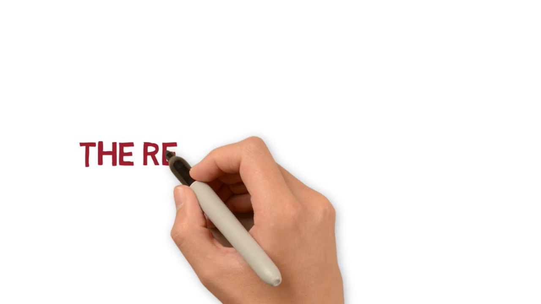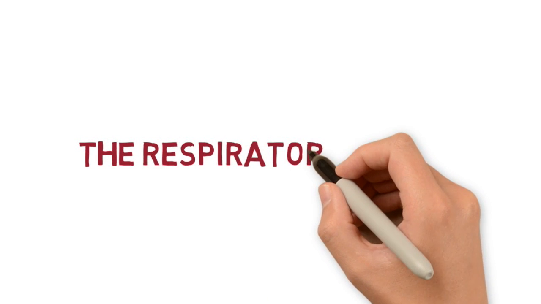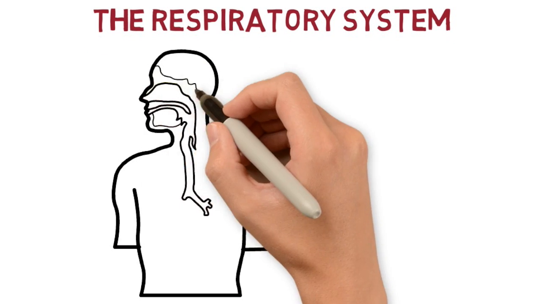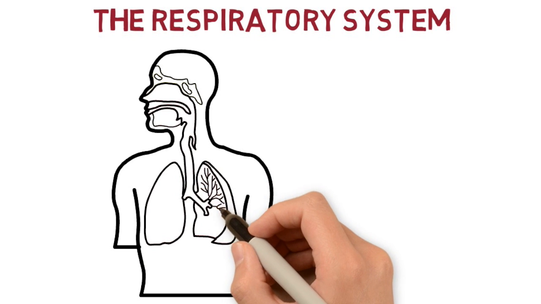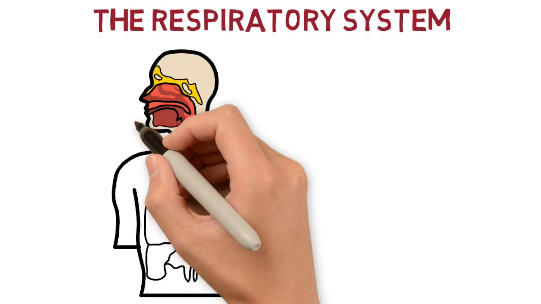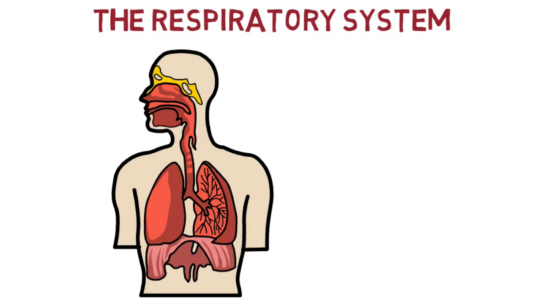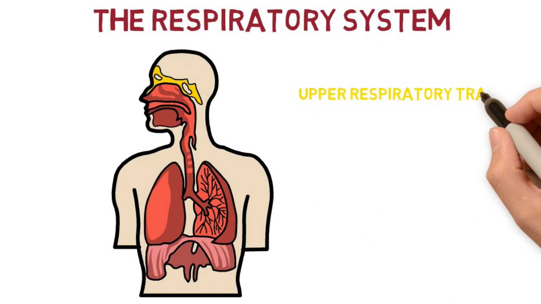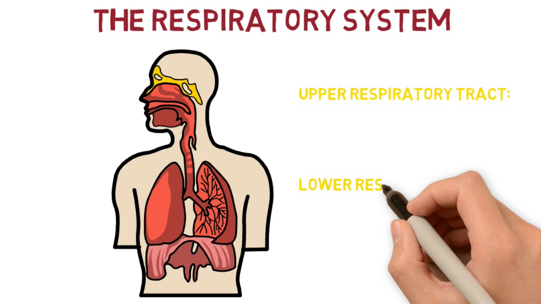Kia ora. In this video, you will learn about the respiratory system. The respiratory system is a series of organs responsible for taking in oxygen and expelling carbon dioxide. The respiratory system can be divided into two parts: the upper respiratory tract and the lower respiratory tract.